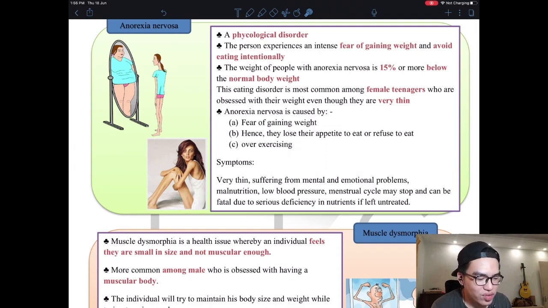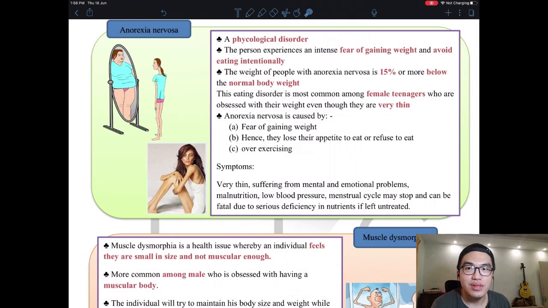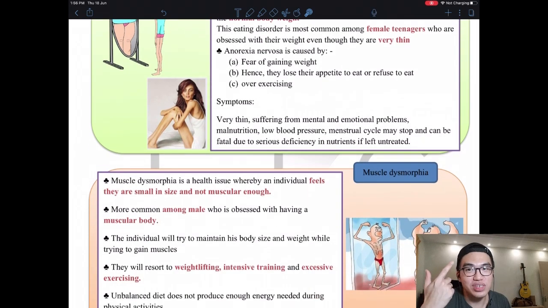No. So very thin, fear of gaining weight, they lose their appetite. You can actually die from anorexia nervosa, mostly due to heart failure. So don't do that. If you have anorexia or bulimia, you need psychological counseling, because it's a psychological disease. Nothing is wrong with your body. It's just in your mind.